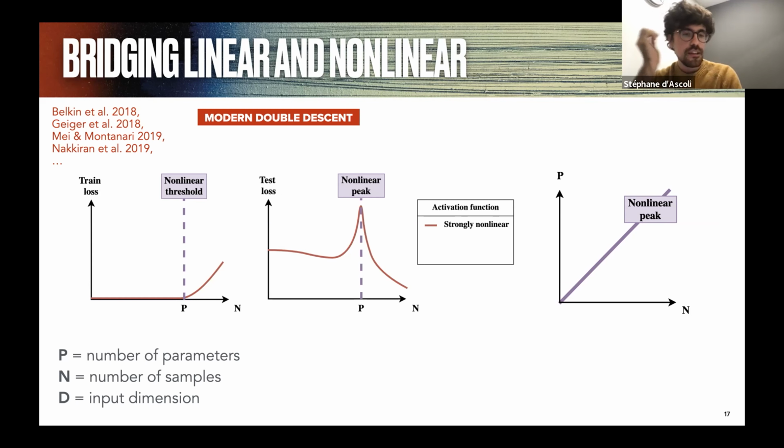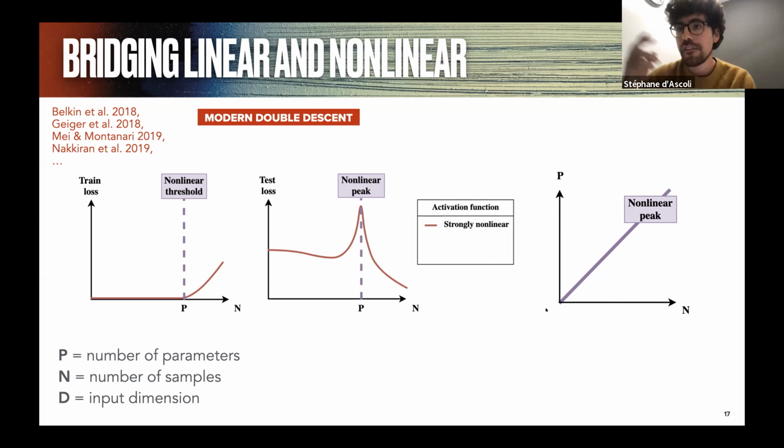As we said, we have a training set with n examples. If we have p parameters and n is larger than p, at some point we can't overfit the training set anymore and our training loss goes up. This is what we called the interpolation threshold. And we saw that we get a peak in the test loss at the interpolation threshold. This is what we call, in the language of this paper, the nonlinear peak.